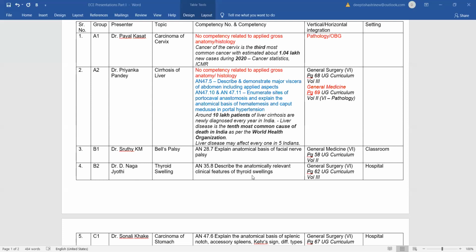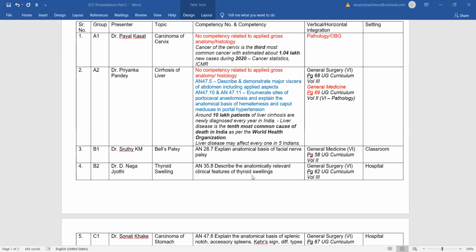So I'll start with CA cervix. Actually, Payal was supposed to present because Dr. Priyanka is not keeping well. She presented first, so I just want to go ahead with CA cervix. There is no competency, in fact, related to applied gross anatomy or histology of cervix.